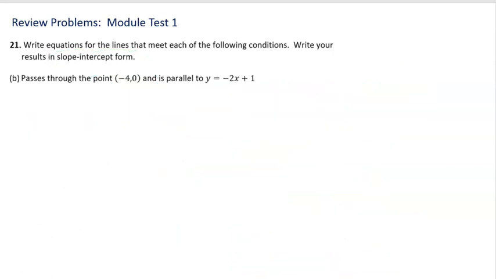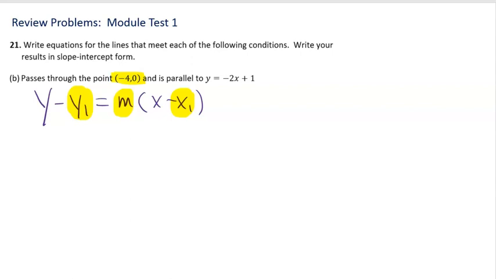So next problem, same story. We'll now write the equation for a line that passes through the point (-4, 0) and is parallel to y equals -2x plus 1. So ultimately my goal is to substitute in y minus y1 equals m times x minus x1. And once again, just to remind you, I need a y1, an m, and an x1. If you'll notice, I have a y1 and an x1, the (-4, 0). But I don't have a slope.